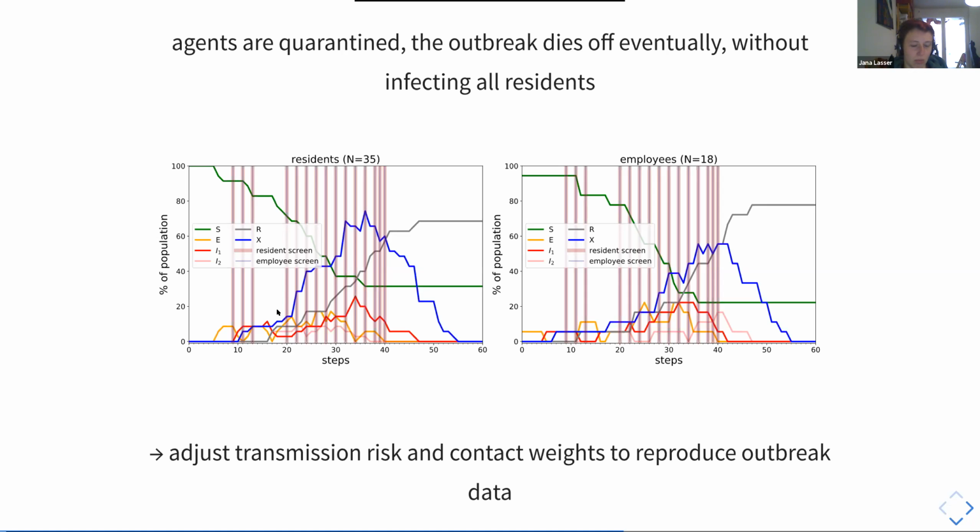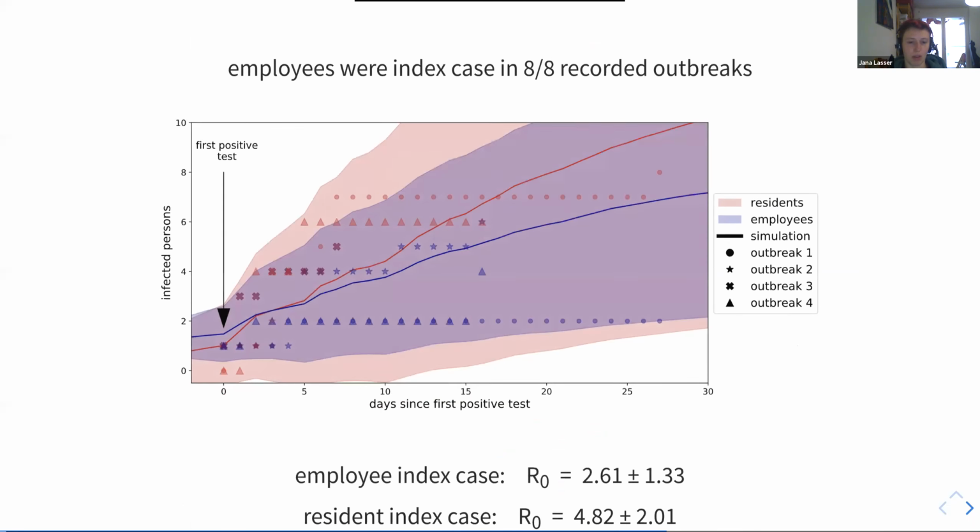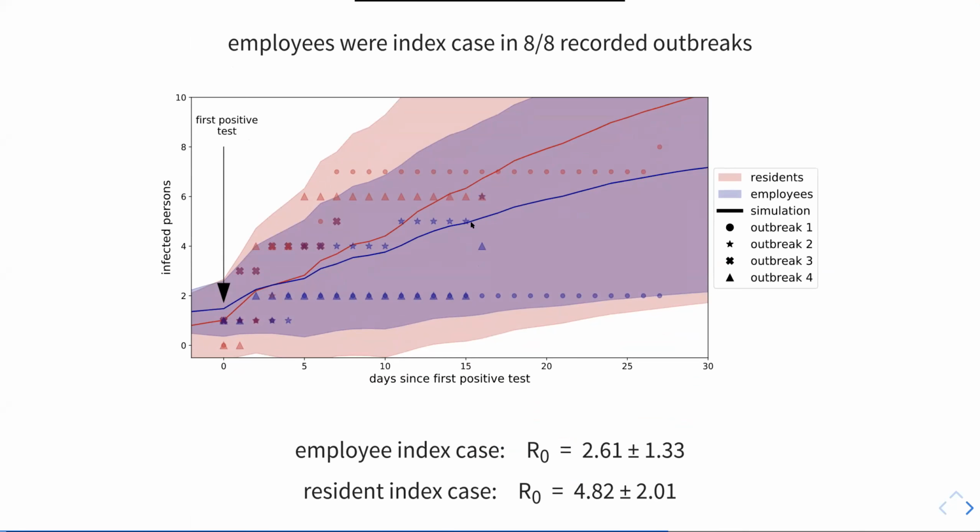But we already managed to protect some fraction of residents that will not be infected within the course of this outbreak in the end. And what we do to calibrate the simulation is to adjust the transmission risk between agents in a way that we reproduce the data that we know. So here you can see all the dots in this graph. Those are the outbreaks that are on record for Austrian nursing homes. On the y-axis are the infected persons per outbreak. On the x-axis is the day since the first positive test. Blue are the infected employees, and red are the infected residents in a given outbreak.